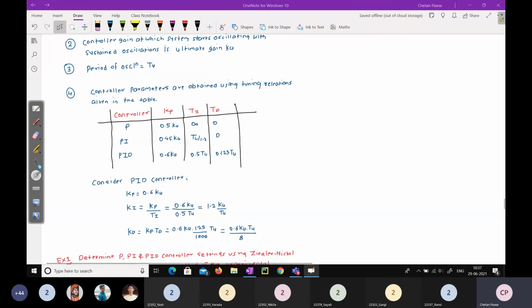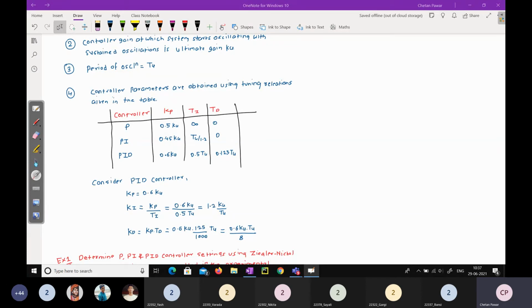Here you can see the Kp, Ti and Td parameters they have determined. If we use a P controller, the Kp parameter will be 0.5 Ku. If you use a PI controller, Kp will be 0.45 Ku, and Ti will be Tu upon 1.2. If you use a PID controller, Kp will be 0.6 Ku, Ti will be 0.5 Tu, and Td will be 0.125 Tu.